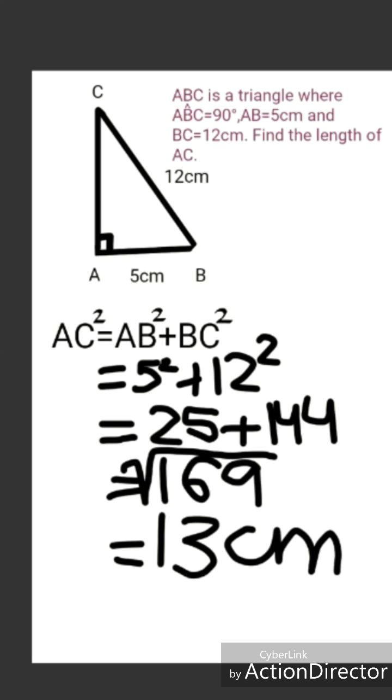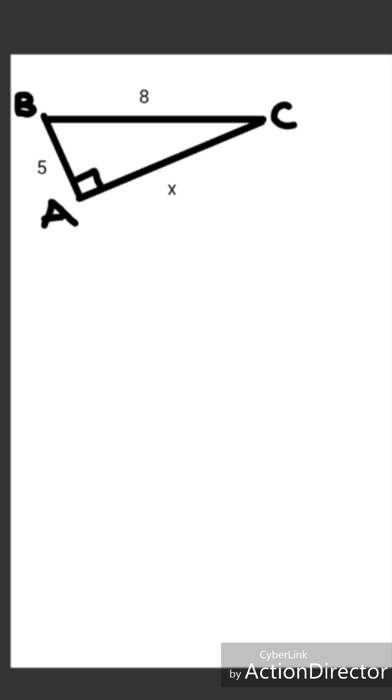I will give you another example so you can be sure if you are not already. We have a triangle which has one side that is 8 and the other 5. However, there is a side x which we do not know the value of. We will take the same formula as our last question. AC squared equals AB squared plus BC squared.